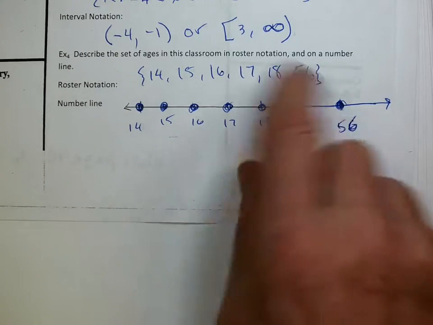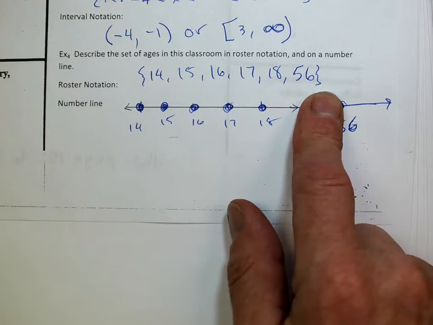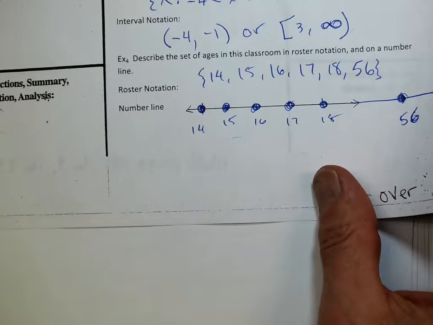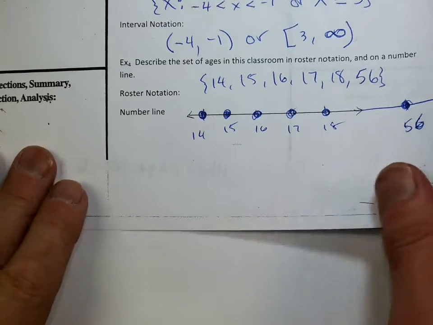And the only way you can describe that is with roster, right? You have to use a roster. You can't use an interval because there's nothing in between, okay? Thumbs up? Guys, it's pretty easy, isn't it? Okay, ready to turn the page?